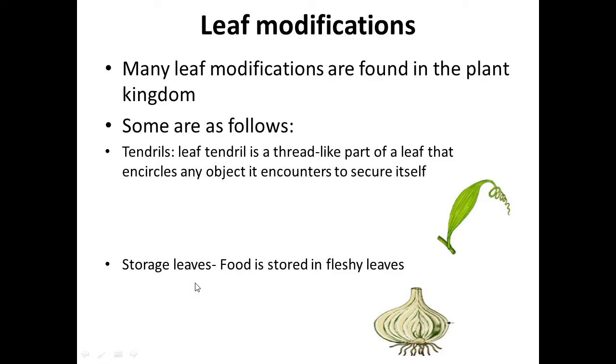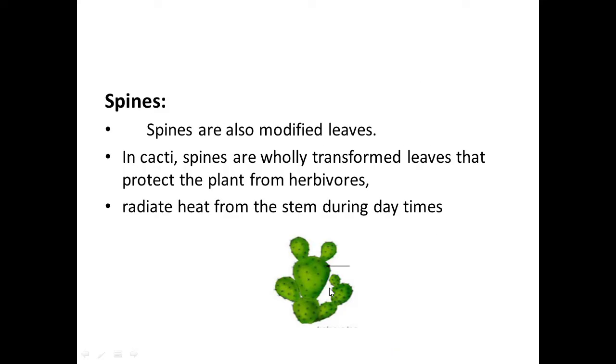And the storage leaves, common examples of storage leaf are onion and garlic. Fleshy leaves store food. Now the spines are also modified leaves present in cacti, and these spines protect the plants from herbivores, and they also help in radiating heat from the stem and reduce the transpiration rate.